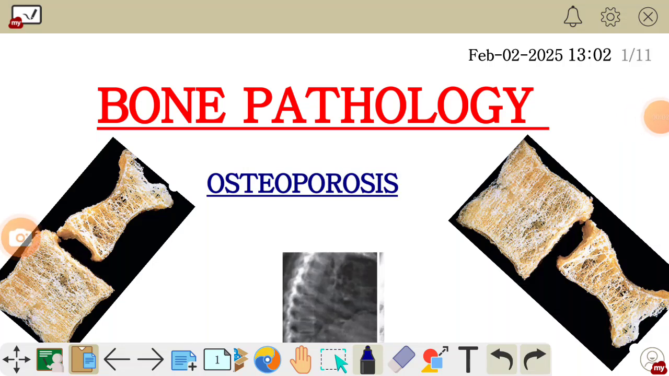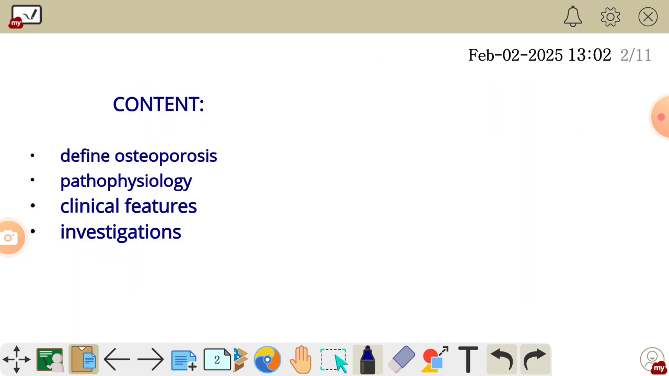Okay, now let's look at osteoporosis and bone pathology. So in this video, we'll look at the definition of osteoporosis, and after that we'll also look at the pathophysiology of osteoporosis, how osteoporosis occurs, and then from there we'll look at the clinical features, how it will present. Then from there we'll look at the investigations. Okay, if someone comes with this condition, what should we do in order to come to the diagnosis of osteoporosis?